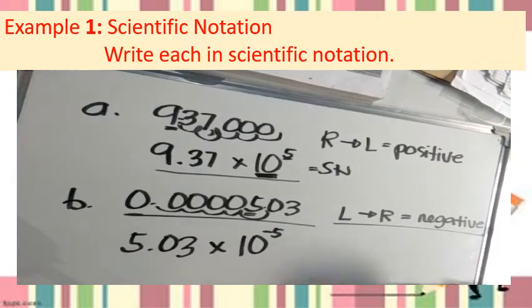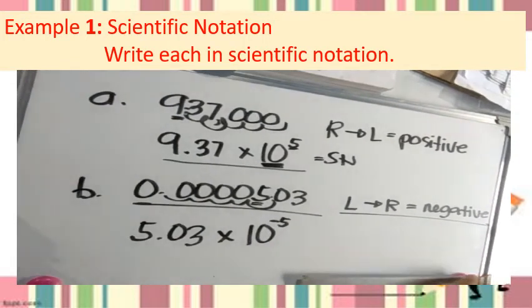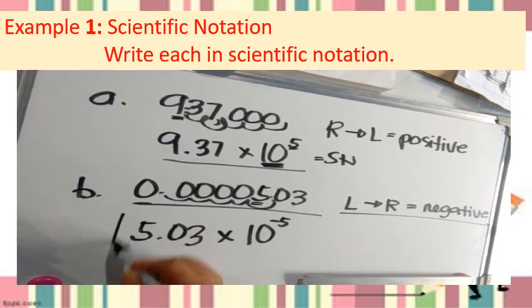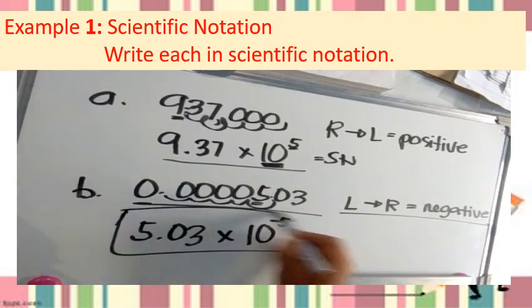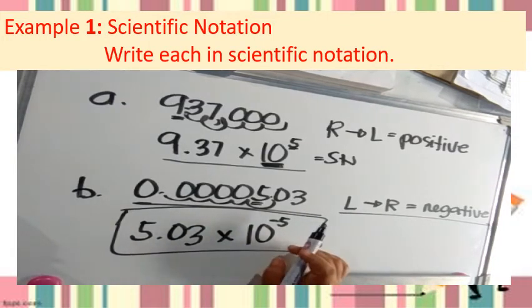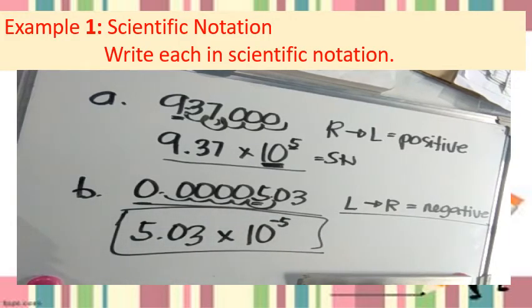Did you understand the difference, class? Very good. Hope you all understand. Okay? So this is now our final answer. 5.03 times 10 to the power of negative 5. Okay? Very good.